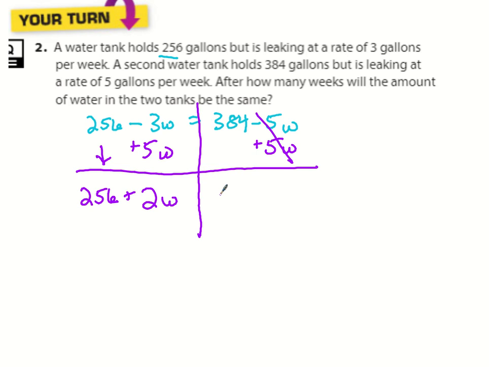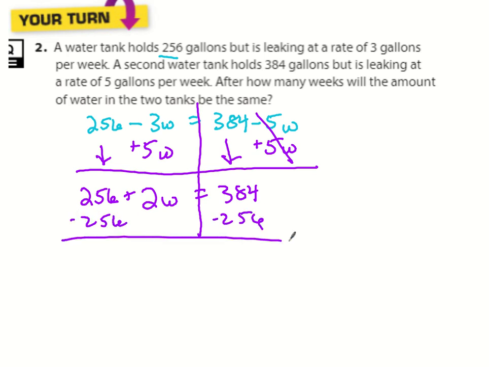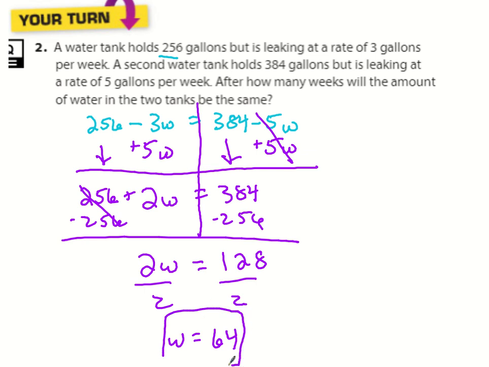And then we bring everything else down. Now I'm back to a two-step equation. I get to subtract 256 from both sides. That cancels. 2w equals, let's see, this is 128. Divide both sides by 2, I get 64. So at 64 weeks, both tanks will hold the exact same amount of water.